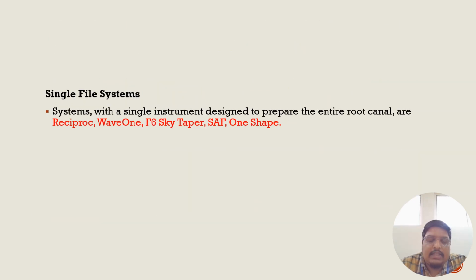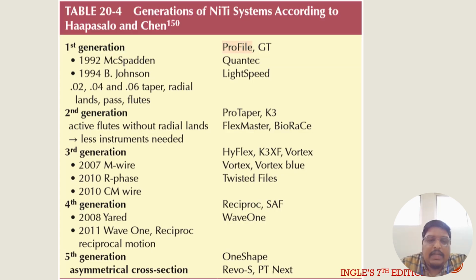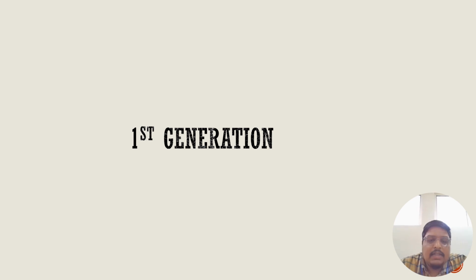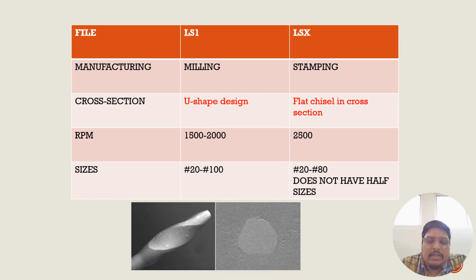Generation 2, generation 3, generation 4, 5, 6, 7. Now single file systems are Reciproc, WaveOne, F360, SAF and One Shape. First generation, followed by second generation, third generation, fourth generation, fifth generation. Grouping of instruments according to the mode of cutting and details. First generation includes Lightspeed, which is non-cutting, and the files were milled with a U-shape design.